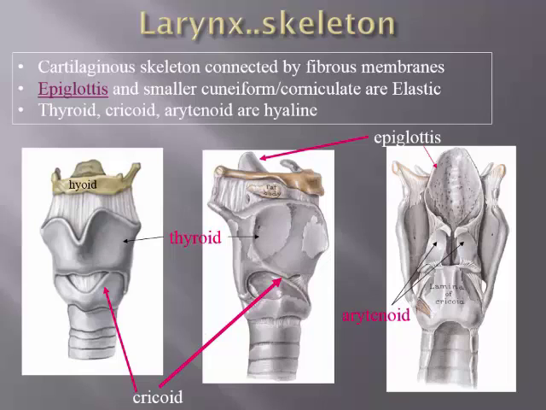Would you point out cuneiform and corniculate? You can't see both. Cuneiform is sitting on top, corniculate are up here. In fact, it's not even sure whether this is cuneiform, usually because it's really, really small. So these are extremely tiny cartilages which sit on top of the arytenoid in this aryepiglottic fold. Okay. So when somebody chokes, say on their food, is that where it would, yes.